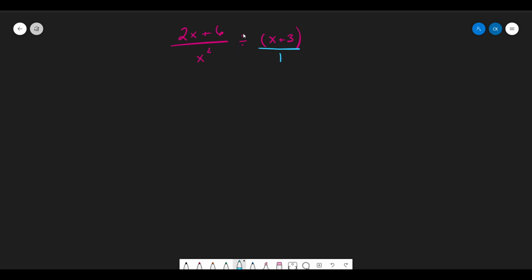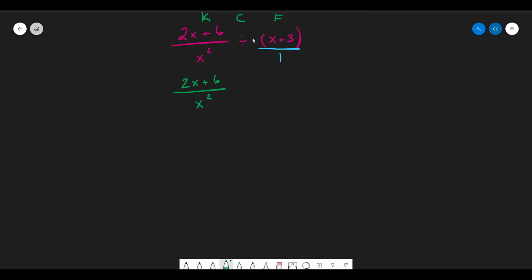Well, when we have division, and some of you may remember this from 8th grade, whenever you're dividing two fractions, you keep, change, flip. KCF or KFC, some teachers may have called it. You keep the first fraction exactly the same, 2x plus 6 over x squared. You do nothing to the first fraction whatsoever.